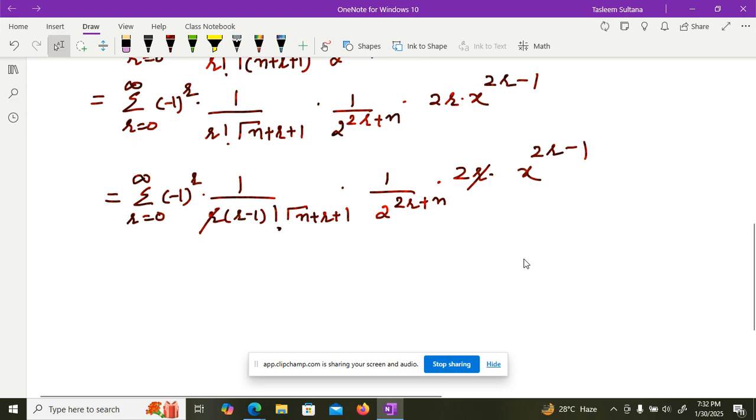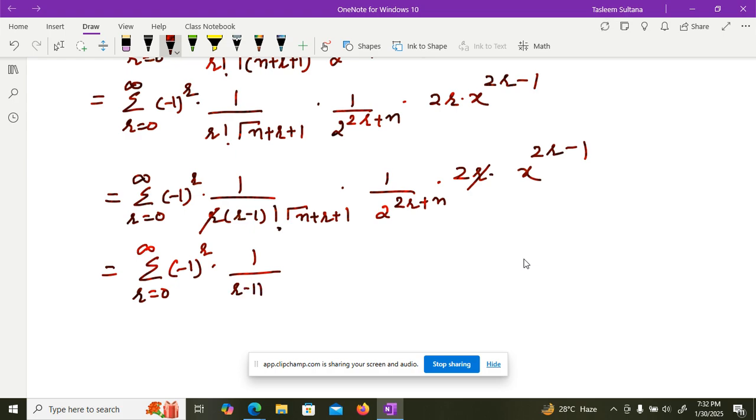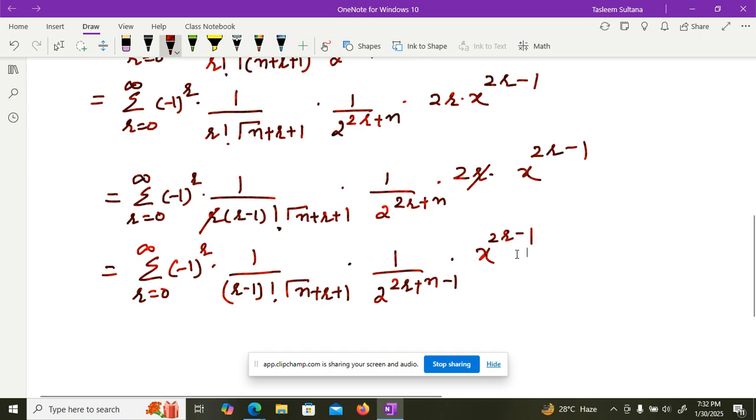And this 2 you can take to the denominator. That is equal to summation r equals 0 to infinity, minus 1 to the power of r, 1 divided by r minus 1 factorial gamma of n plus r plus 1 into 1 divided by 2 to the power of 2r plus n minus 1 into x to the power of 2r minus 1. Now see the summation.